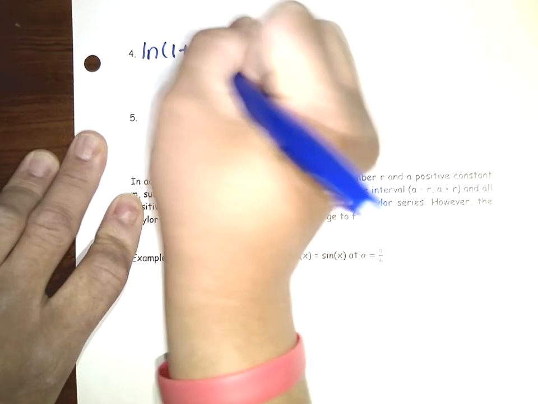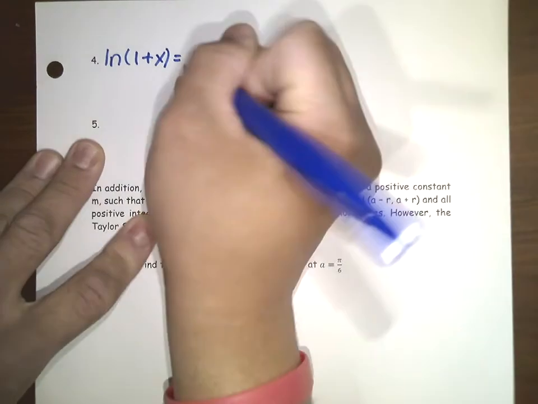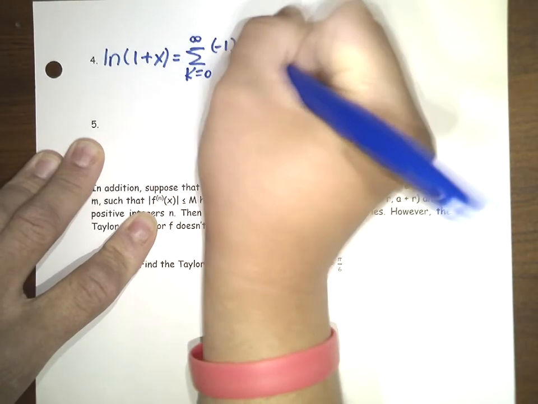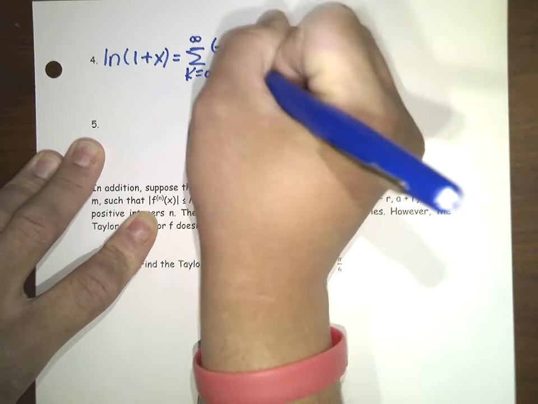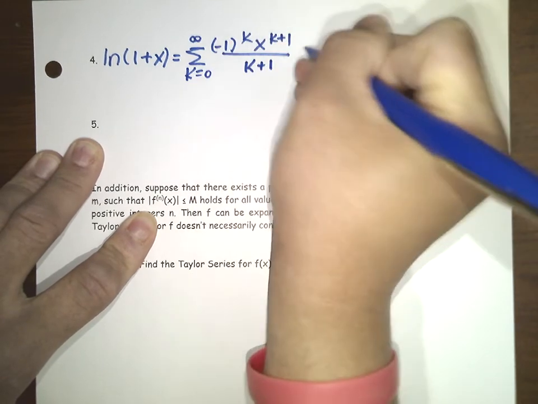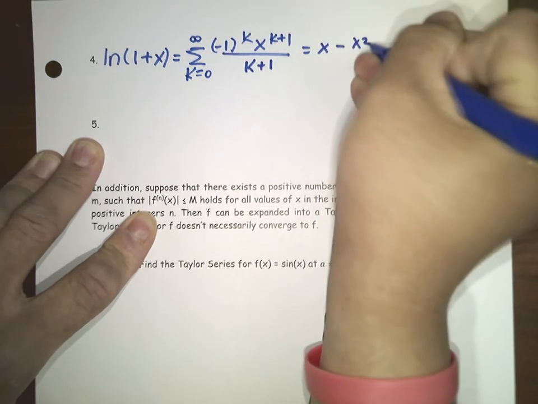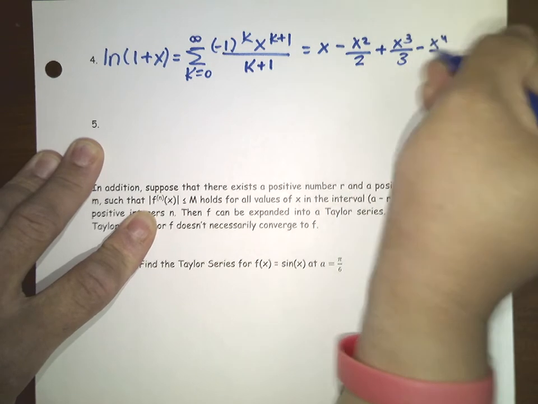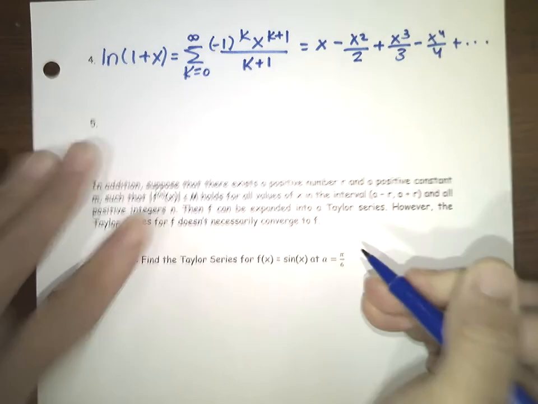Natural log of 1 plus x, that will be the sum, k equals 0 to infinity, negative 1 to the k, x to the k plus 1, all over k plus 1. So that will be x minus x squared over 2 plus x to the third over 3 minus x to the 4 over 4, and so on.